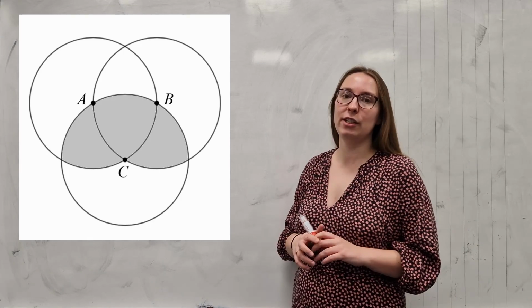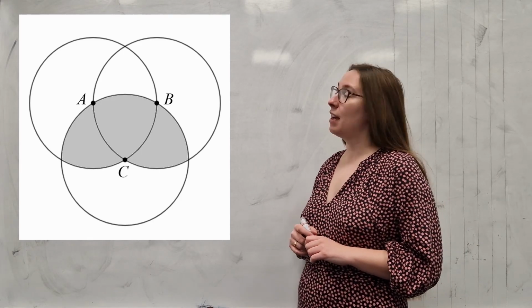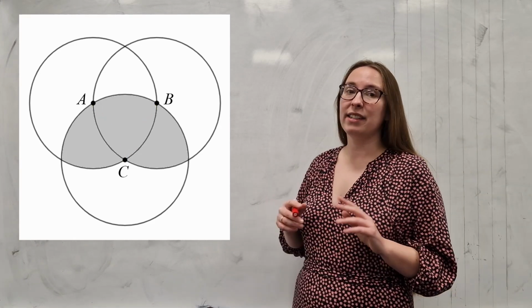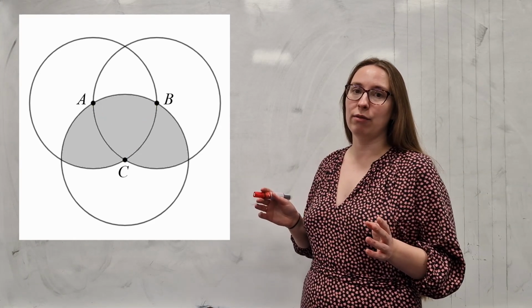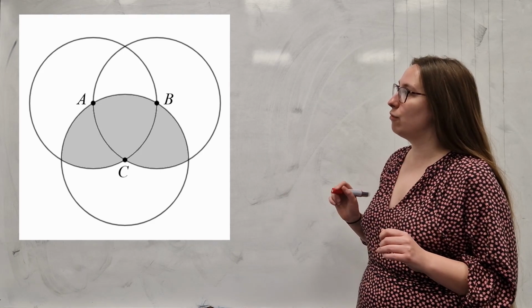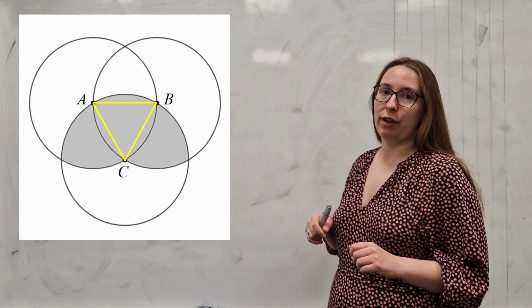Okay, so the first thing we need to do is annotate our diagram. We're given in the question that AB equals BC equals AC, and that's the same as the radius of all three of the circles, and we're given that that's 3 centimetres. So I'm going to connect all those lines up as such, and you can see that you've got a triangle there.